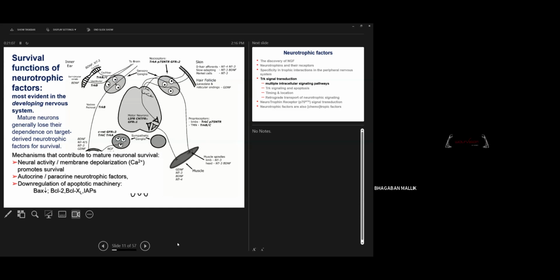So in the young neuron, you have many receptors, many neurotrophins, so you have a lot of combinations. But when the neuron matures, it loses either the receptor or the neurotrophins present in the target tissue. But then how do some of the neurons survive? Because they maintain activity by depolarizing their membrane, and they can also upregulate the anti-apoptotic pathway so that the cells will not undergo apoptosis. They can downregulate apoptotic genes like BAX and BAK so that apoptosis is inhibited. Then you will have survival of the neurons. That is how the neurons survive in the mature stage.